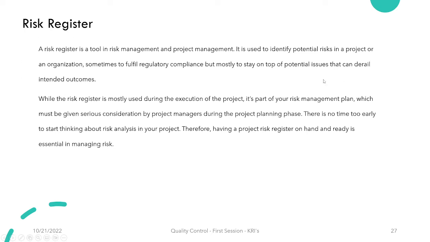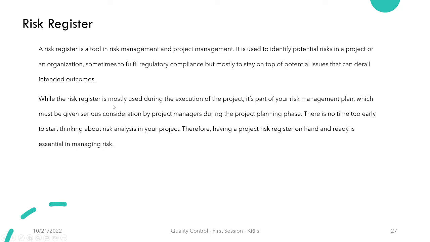Risk register. I mentioned a risk register. What is a risk register? When someone talks about a risk register, it is a tool in risk management and project management. It's used to identify potential risks in a project or an organization, sometimes to fulfill regulatory compliance, but mostly to stay on top of potential issues that can derail intended outcomes. So the risk register is the tool that we use in our risk management or project management to identify the potential risks in the project or our organization.